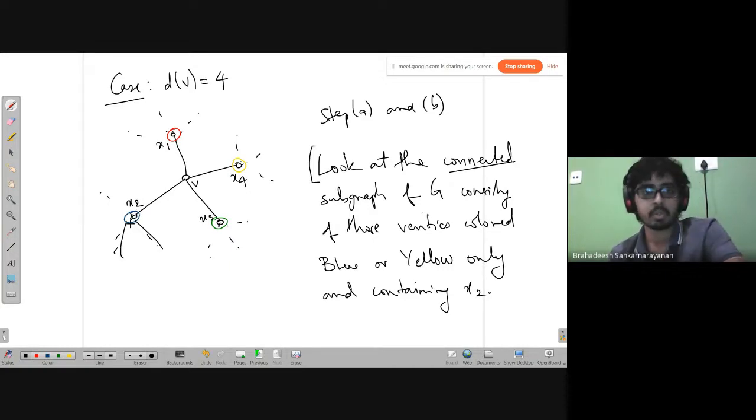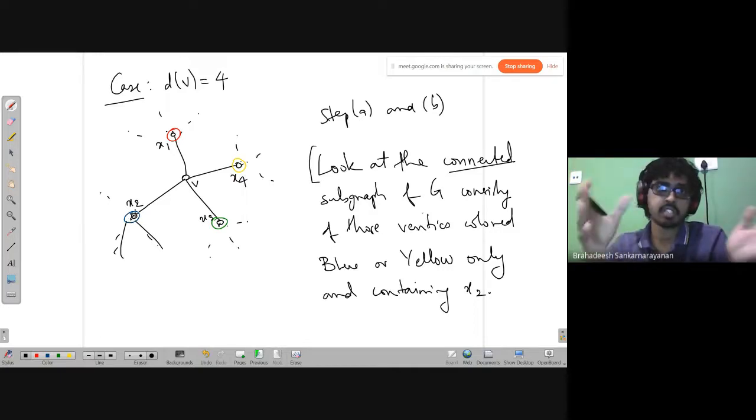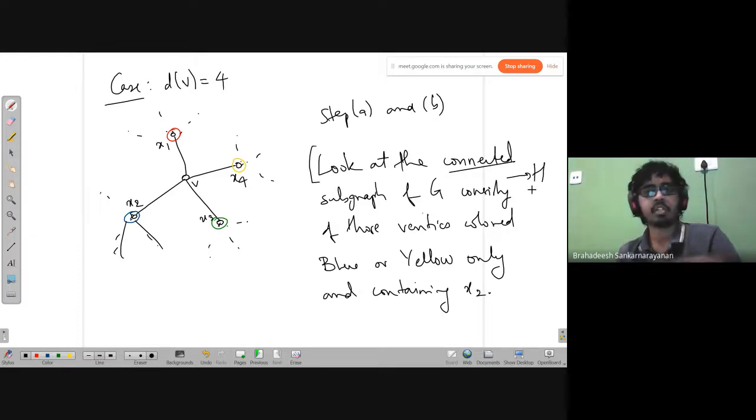Okay, so I want you to start at x2 and keep branching out and seeing which all vertices are there which are colored either blue or yellow, and include all of them. Okay, and whatever graph you get out of this, that is this connected subgraph. Let's give it a name. Let's call it H. Okay, this connected subgraph, we'll call it H. Does it make sense? What graph I'm looking at?